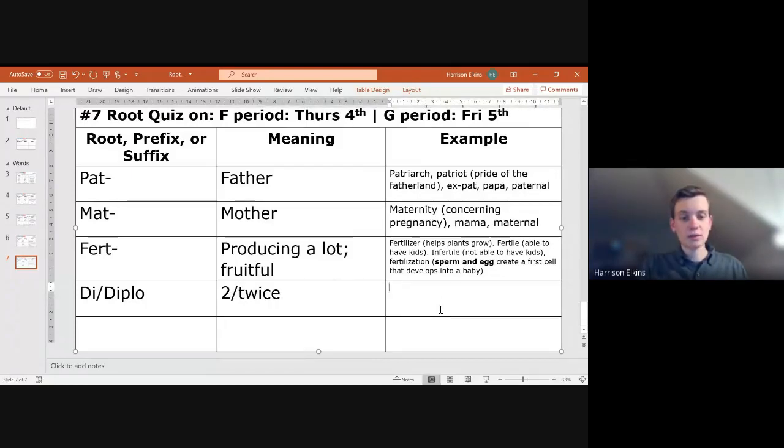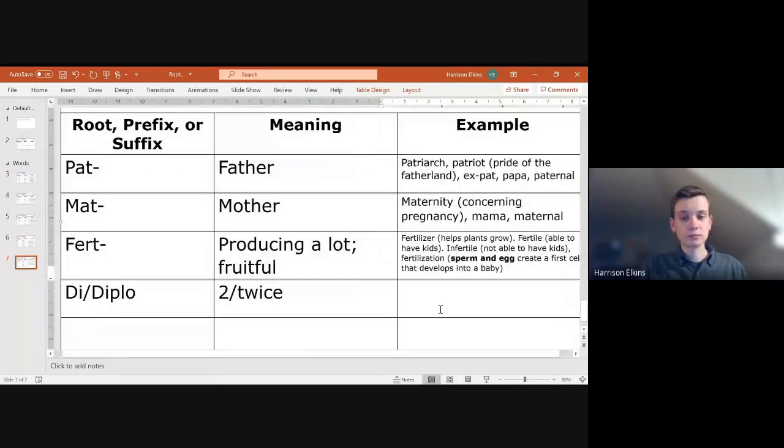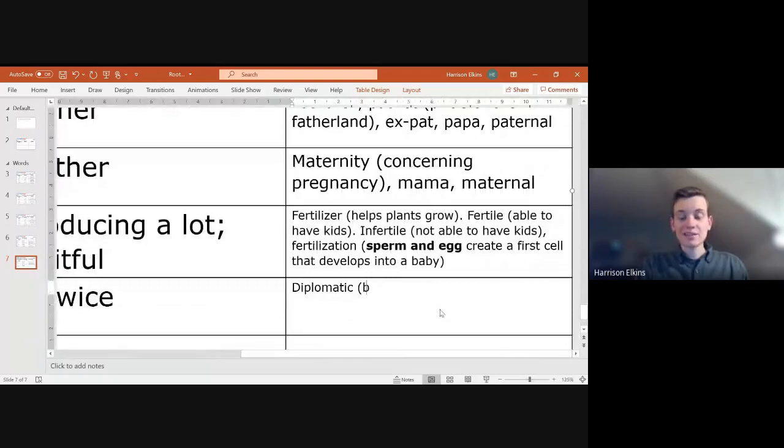What are some words where we use di or diplo? How about diplomatic? What does that mean? Diplomatic means friendly relations between two nations. Some of you might be diplomat kids, and maybe your parents are diplomats between two different countries, so that they can ease the relationship between those two nations. So that would be diplomacy or diplomatic.